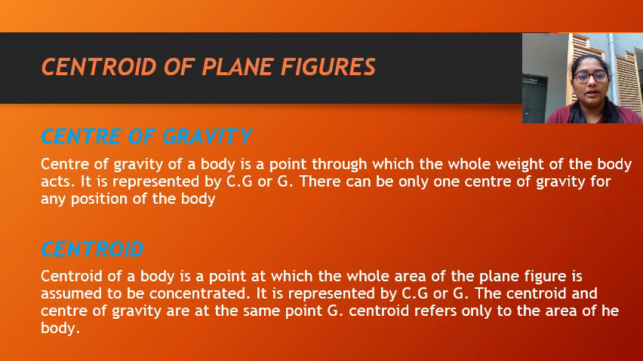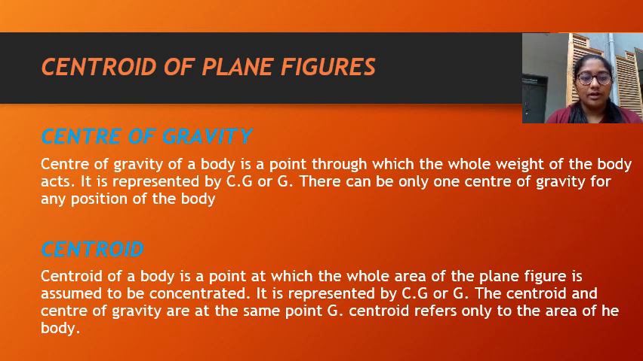Centroid of a plane figure. Center of gravity: the center of gravity of a body is a point through which the whole weight of the body acts. It is represented by CG or G. There can be only one center of gravity for any position of the body.